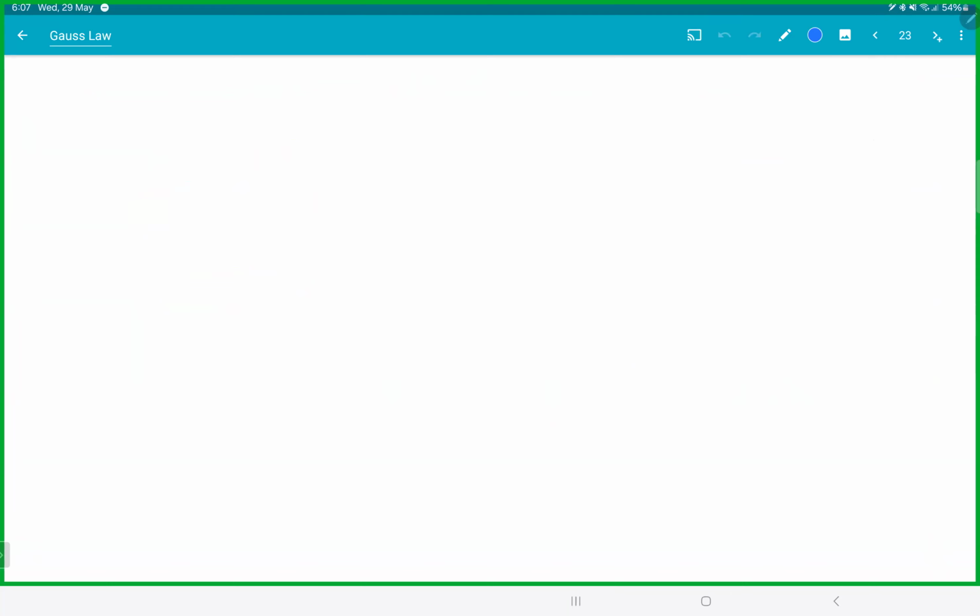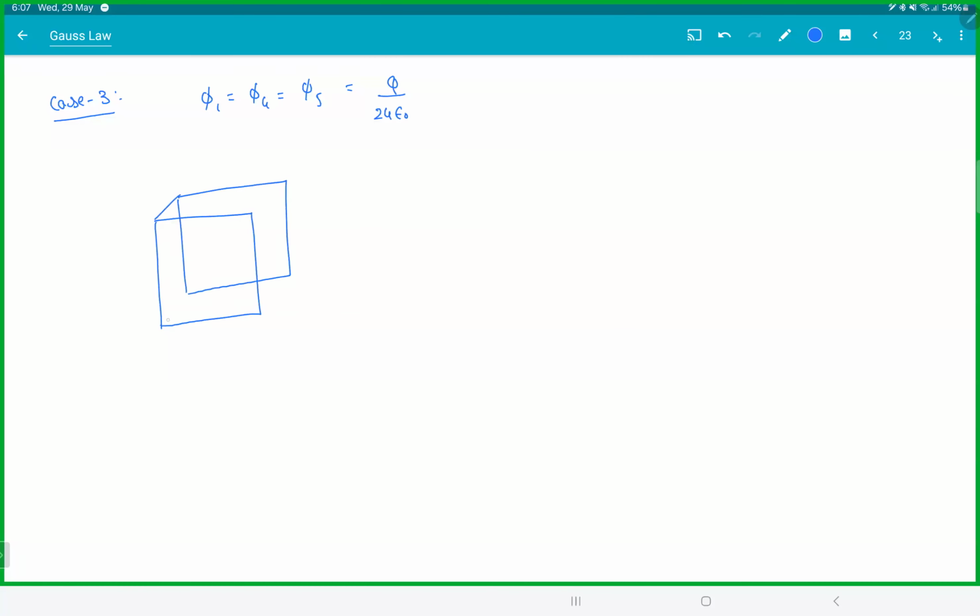Look at case 3. Case 3 is interesting. Whole game changes actually. Again, as usual, the 1, 4, and 5 will remain the same. So this is the main thing you need to understand. These things won't get affected. But now the problem with the cube is, when you push the charge this side, plus q, I'll construct one more cube like this.